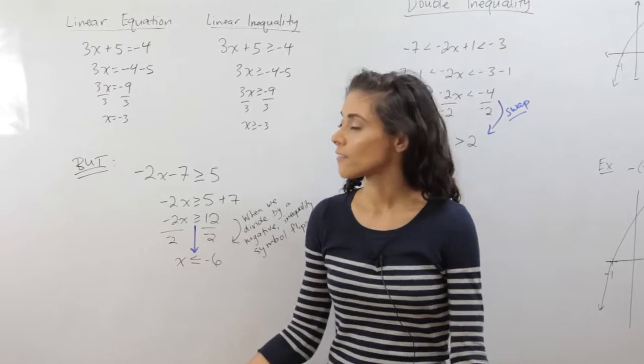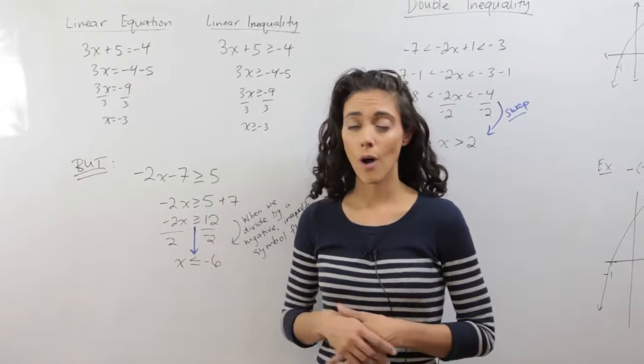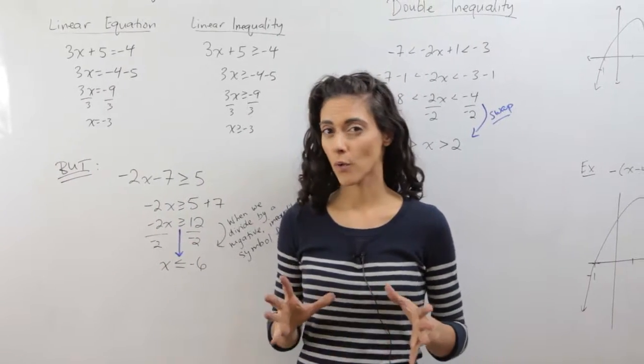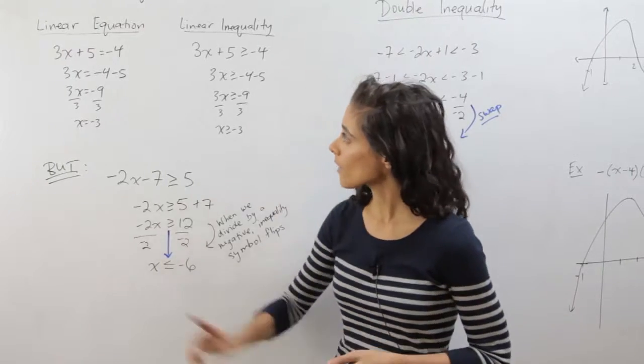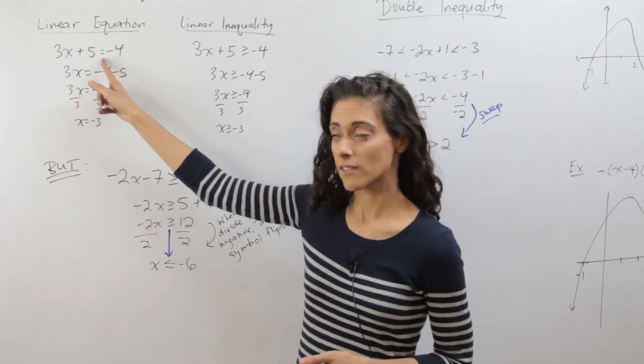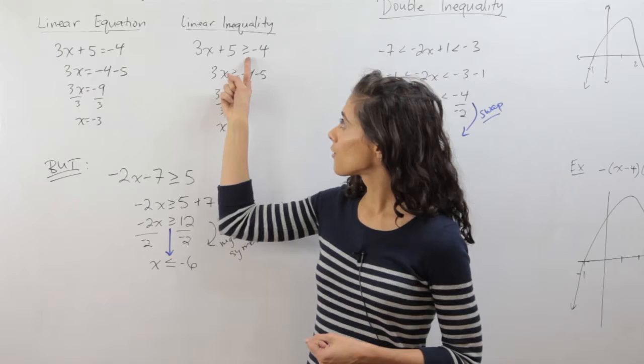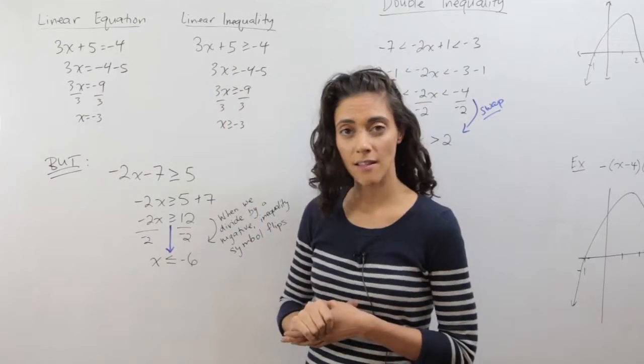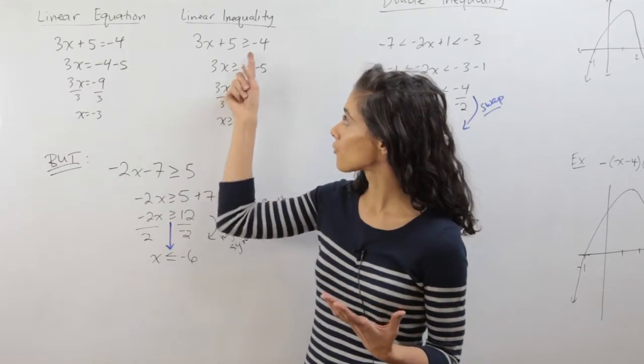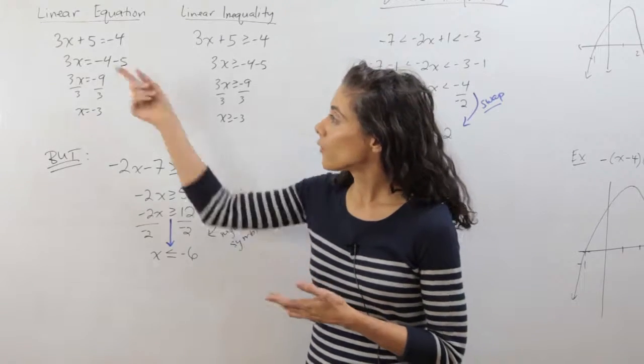So linear inequalities. If you know how to solve a linear equation, you already know how to solve a linear inequality. There's one minor thing we have to watch out for. So here I have a linear equation, I've got an equal sign, and next to it I have a linear inequality that looks basically the same, except where I have my equal sign, I have a greater than or equal to symbol. We know how to solve this.